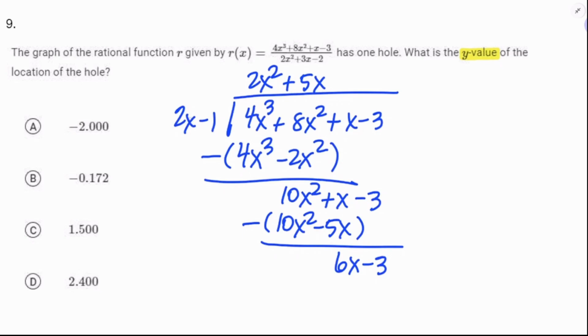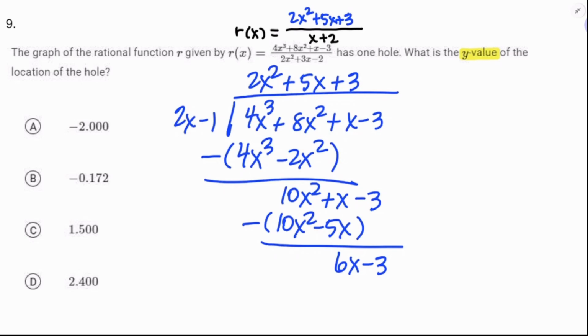So I have 2x minus 1 times what is 6? That's 3. Okay, so what I can do is I can rewrite r of x equals, a simplified fraction would be 2x squared plus 5x plus 3, the leftovers from the numerator, divided by that other factor of the denominator. I determined the denominator was 2x plus 1, that would be x plus 2.